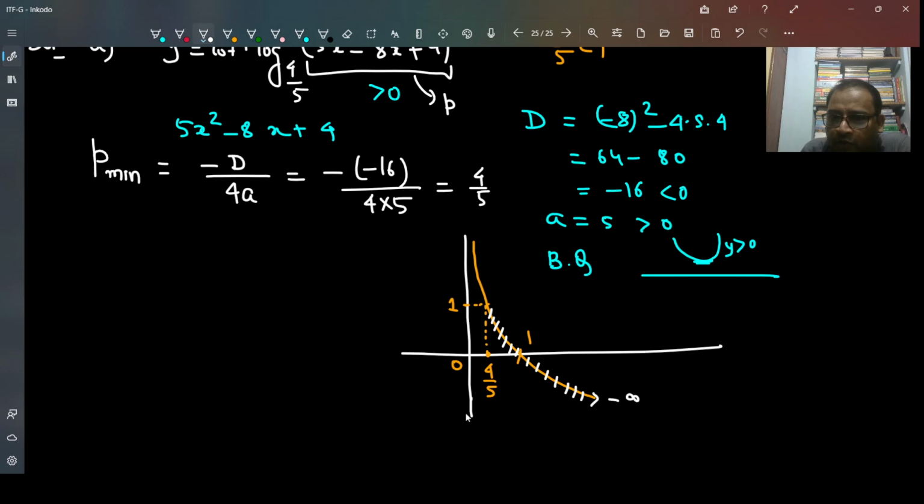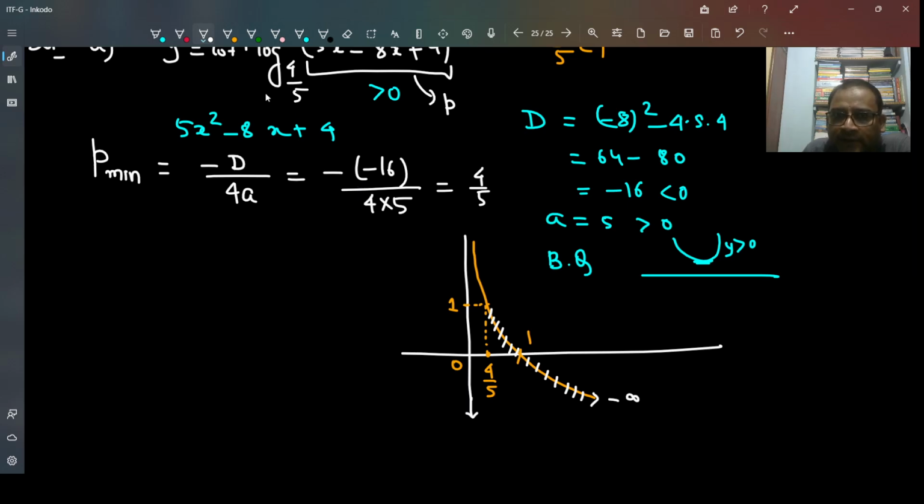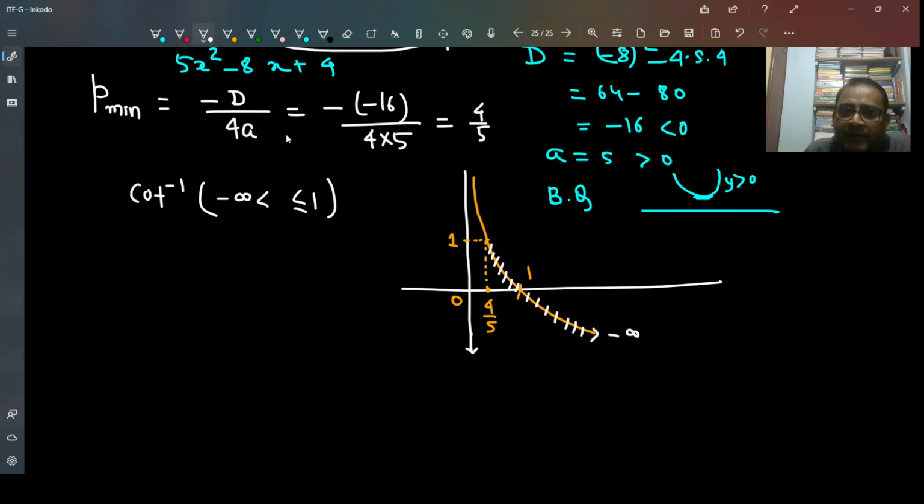So the input for cot inverse, that means this log, starts from 1 and goes down to minus infinity. Therefore for cot inverse, the input ranges as minus infinity less than input, less than or equal to 1. So what will be the output we have to calculate? Look at the cot inverse curve.